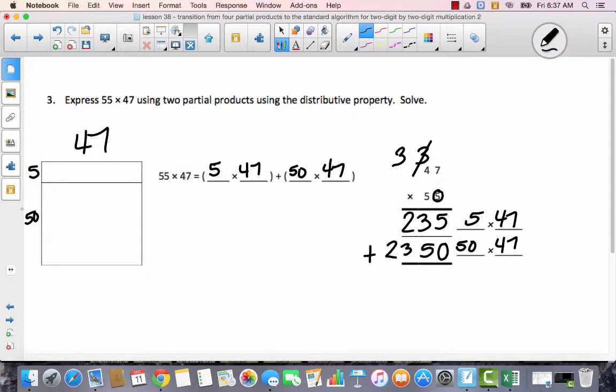And now when I add, I have 5 plus 0 is 5. 3 plus 5 is 8. 2 plus 3 is 5. And 2. So 2,585. So this is standard algorithm. So when you master this, you'll be multiplying just like your parents.